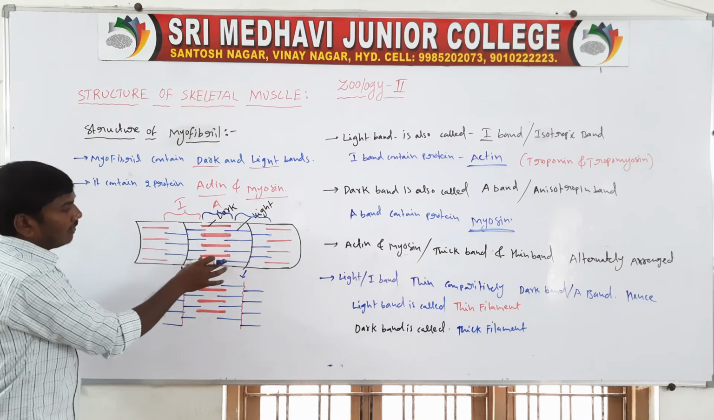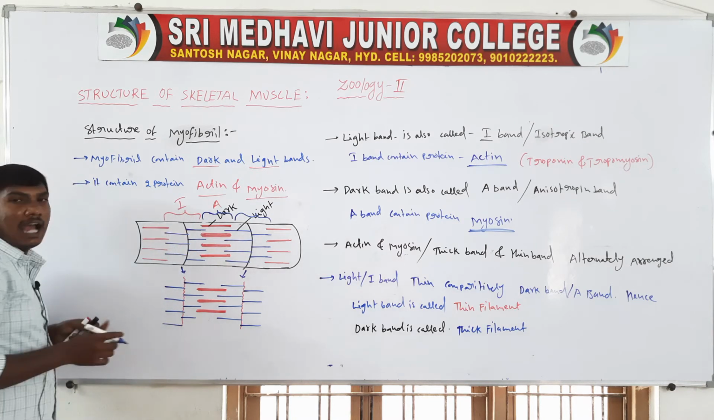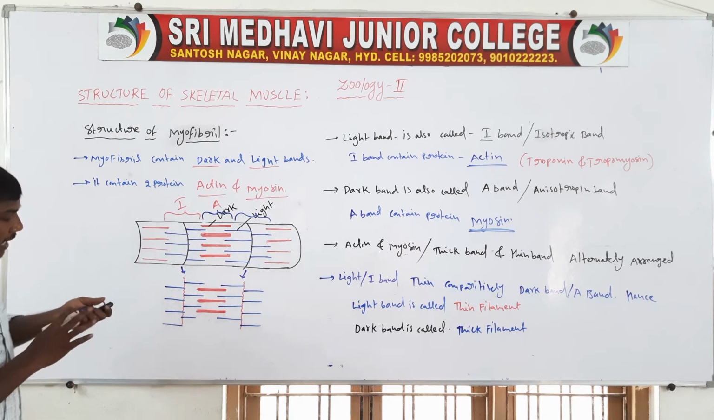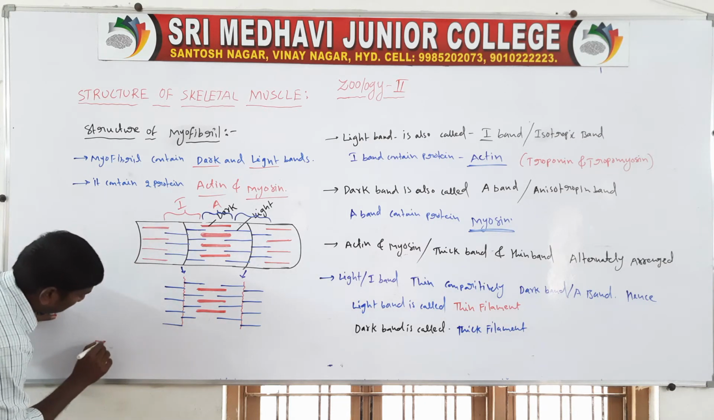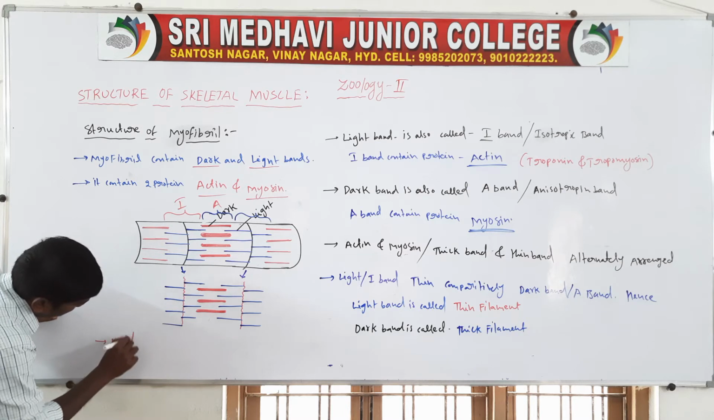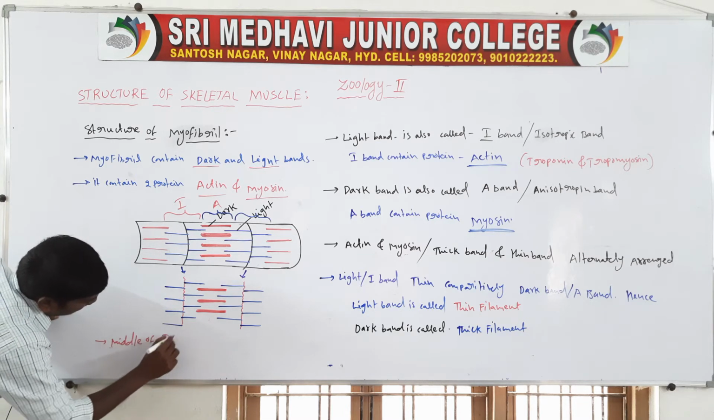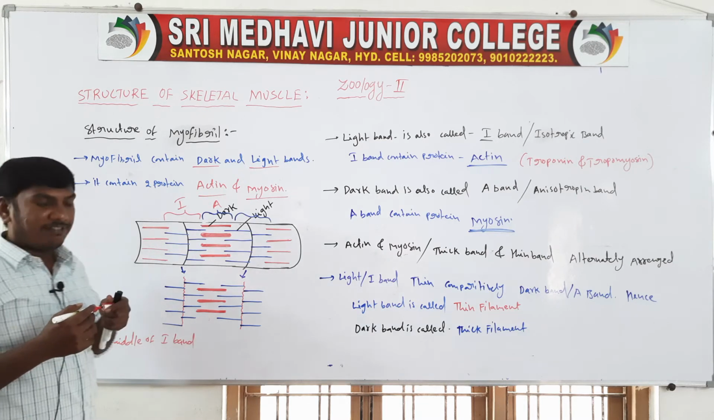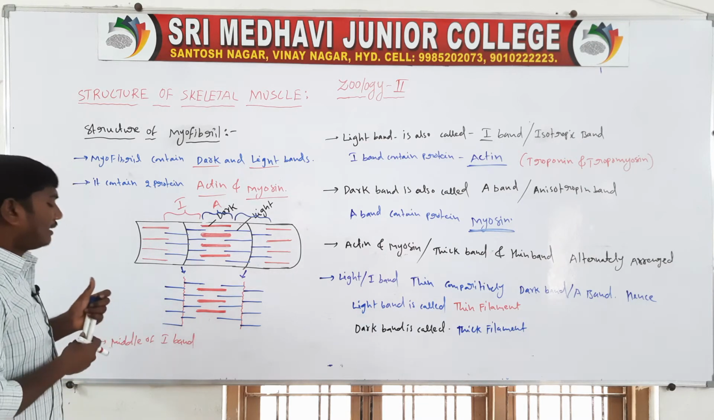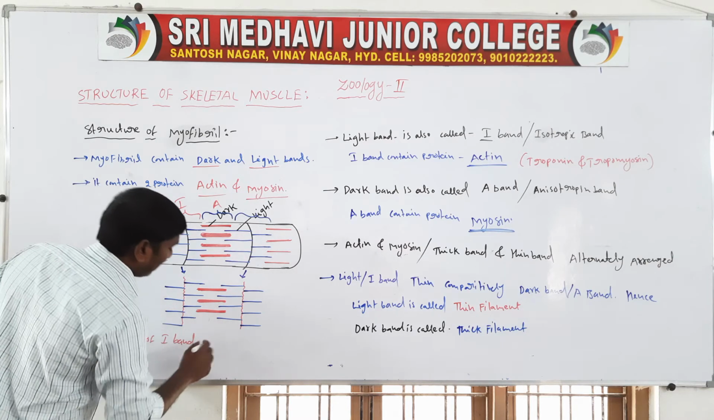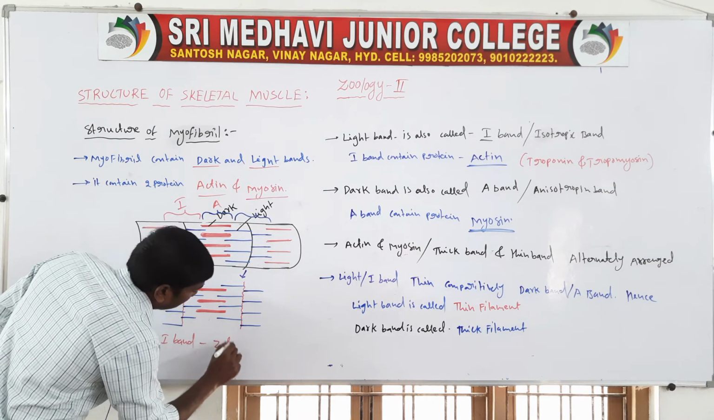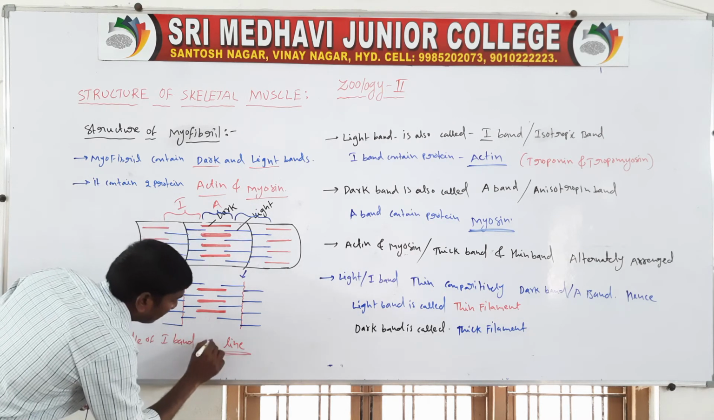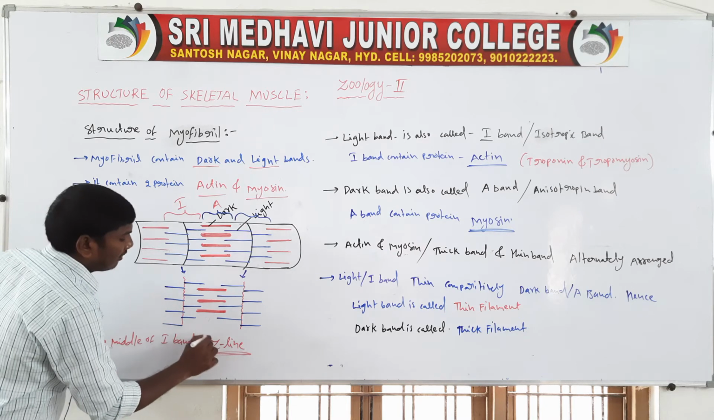So the thick filaments are called the A band, and the thin filaments are called the I band. The middle of the I band, presenting on the fibrous membrane, is called the Z line. The middle of the I band contains a Z line.